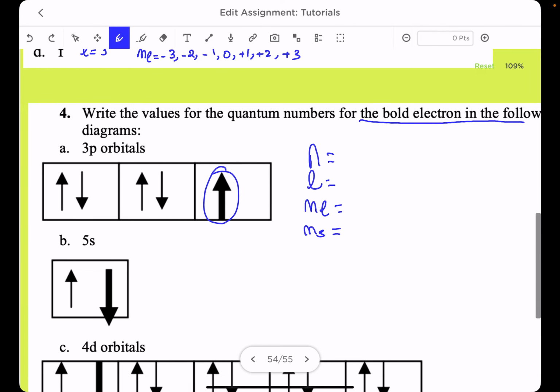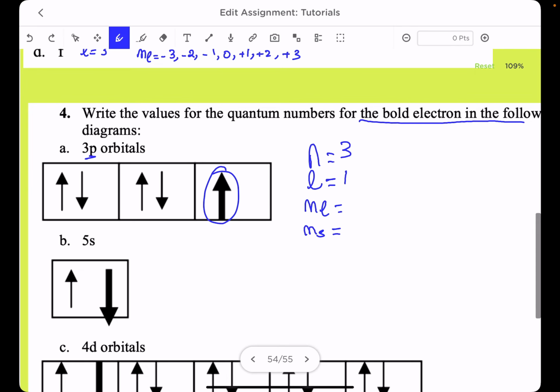So, to know the N, I need to read the number written over here. So it's a 3. To know the L, I need to look at the letter written, or I need to count how many orbitals. These are 3 orbitals. So simply here, because I read P, this L is not the 0, it's the 1. Remember? S is 0. For P, L is 1. For D, L is 2. For F, L is a 3. So here I have P, therefore L is 1.